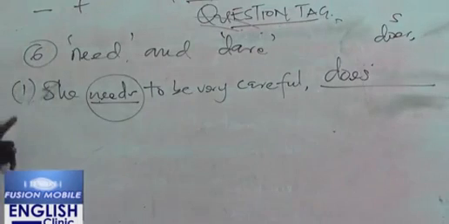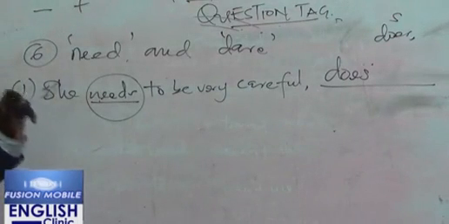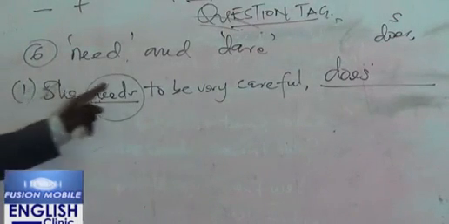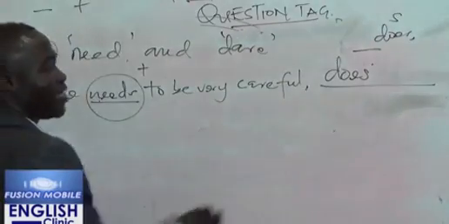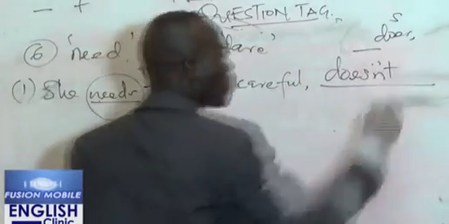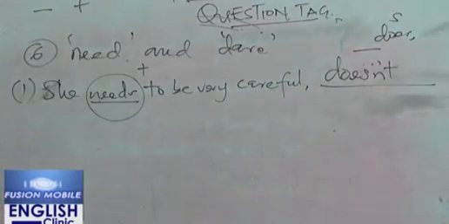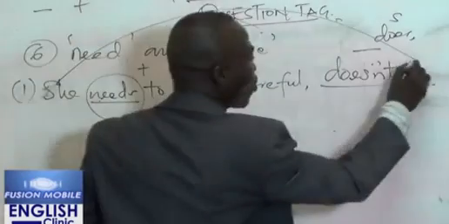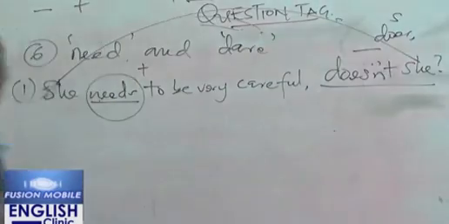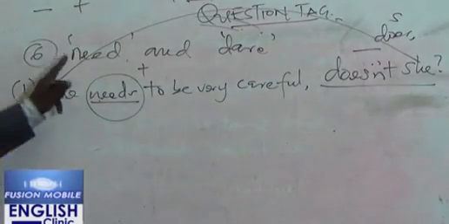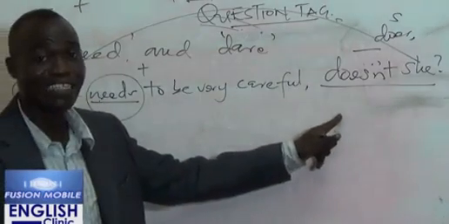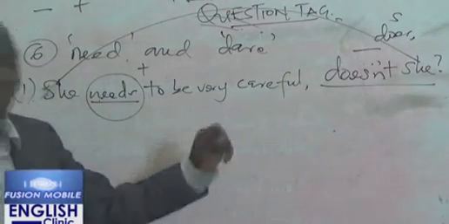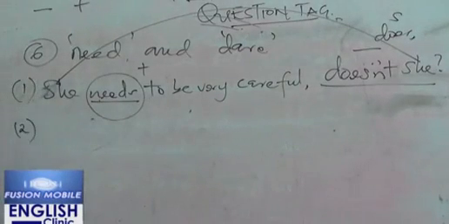Remember, rule number 3 says that you have to obey rule number 1 and 2. This statement is positive, then the tag here will be negative. So to form this negative, I will need to add what? N apostrophe T. And lastly, I will repeat the subject here with the she, which is what? Doesn't she. So anytime you have the auxiliary verb need in a positive statement, it is not repeated in the tag. Instead, it is treated like what?